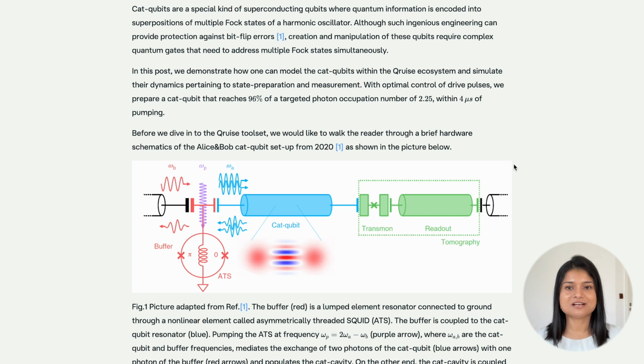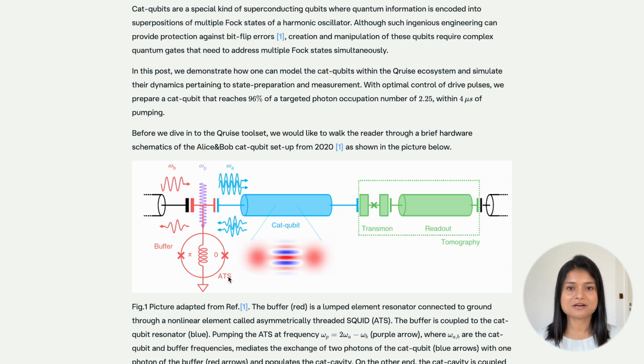Given the motivation of having well-functioning cat qubits, let's understand the hardware setup that can create, manipulate, and then read out such dissipative cats, courtesy of Alice and Bob, a company based in France. In this adapted schematic, we see that the cat cavity colored in blue here is coupled to a resonator called the buffer, shown in red, and the interaction between them is mediated through an asymmetrically threaded SQUID, ATS for short.